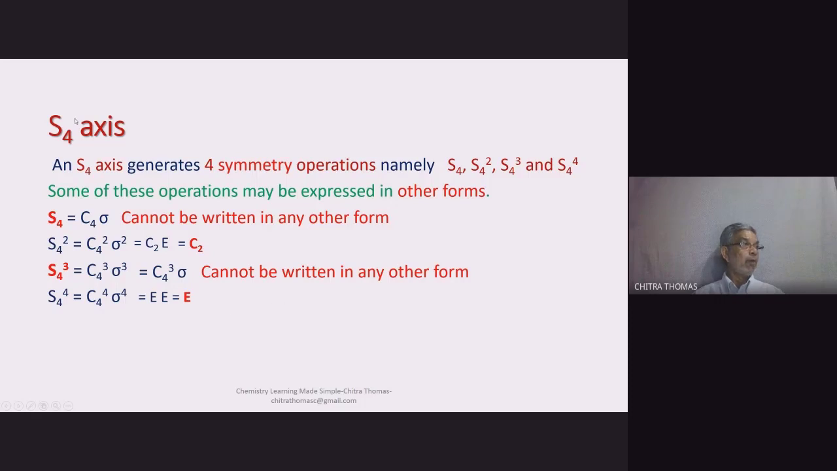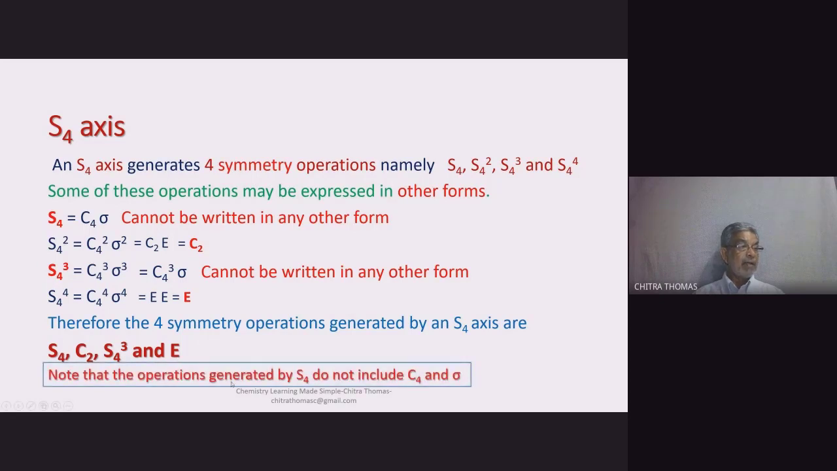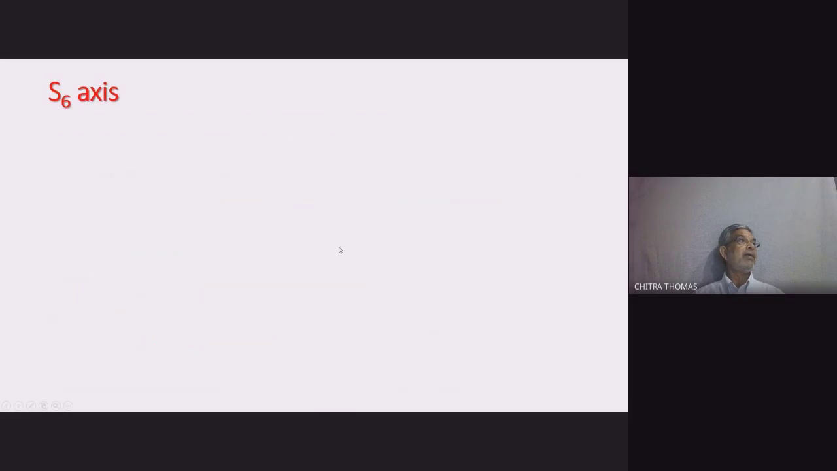So the four operations are S4, then C2, then S4³ and identity. Note that the operations in S4 do not include C4 and the sigma.